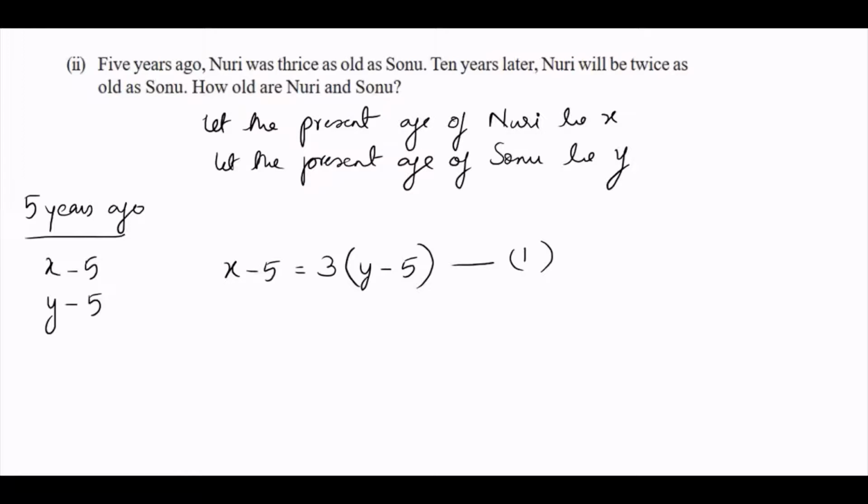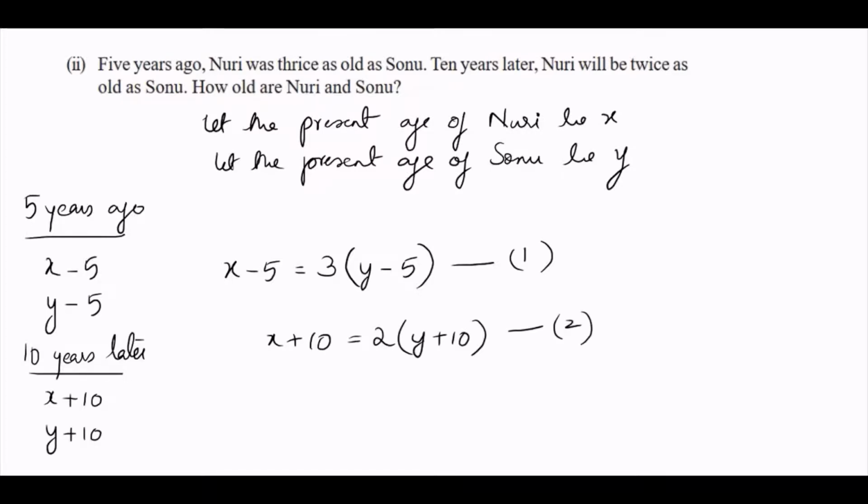Now it's given 10 years later. When you are getting questions like 10 years hence, 10 years later, that means it is in the future. So 10 years later, Noori's age will be X plus 10 and Sonu's age will be Y plus 10. The relation is given, 10 years later, Noori will be twice as old as Sonu. So you have to write X plus 10 is equal to twice Y plus 10. That is the second equation. Now let's rearrange and write it properly.